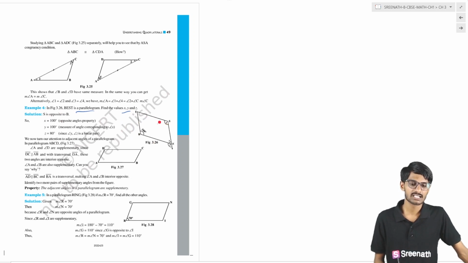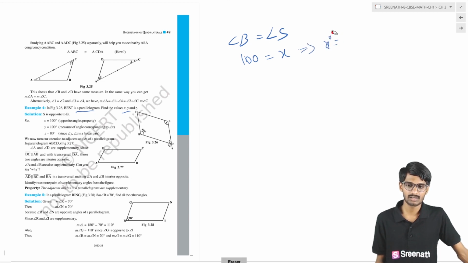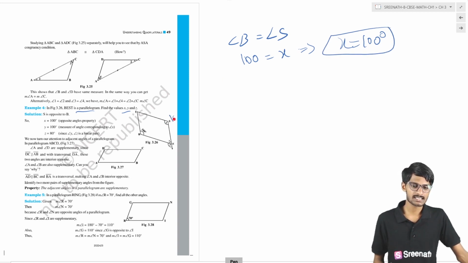So what is the value of x? If you clearly see, these two are the opposite angles. So opposite angles are equal. So angle B is equal to angle S. That implies angle B is 100 degrees, that is equal to x. So finally, x equals 100 degrees. And one more thing, now this is 100 degrees, this is 100 degrees.